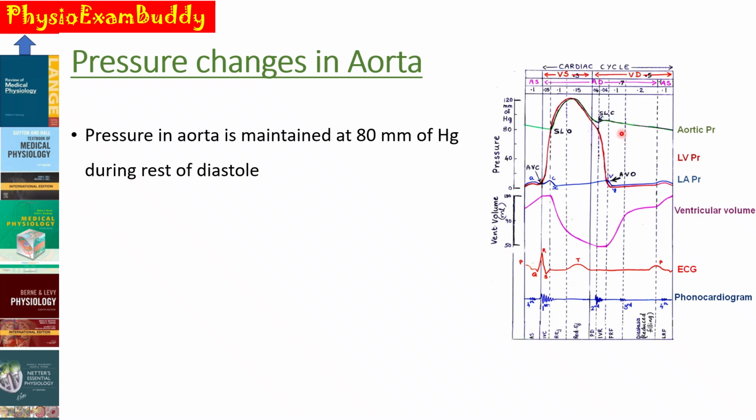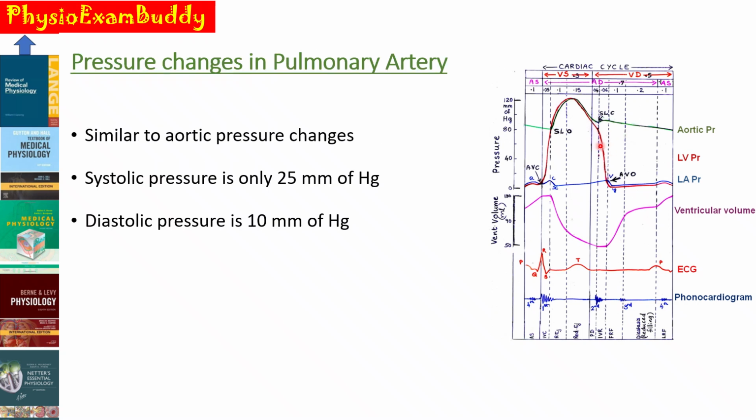So you can see here the pressure in the aorta is maintained at 80 millimeters of mercury during the rest of the diastole. Next is about the pressure changes happening in the pulmonary artery. It is similar to that of the aortic changes, but here the systolic pressure is only 25 millimeters of mercury and the diastolic pressure maximum it will reach only up to 10 millimeters of mercury.